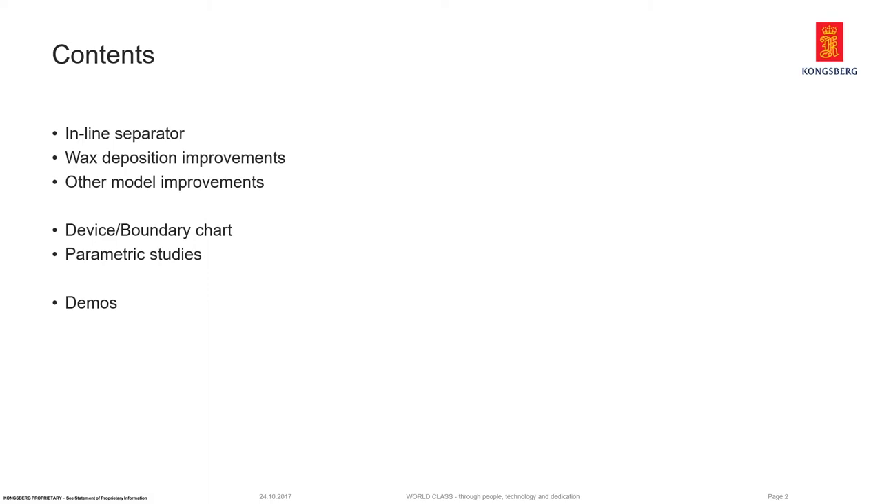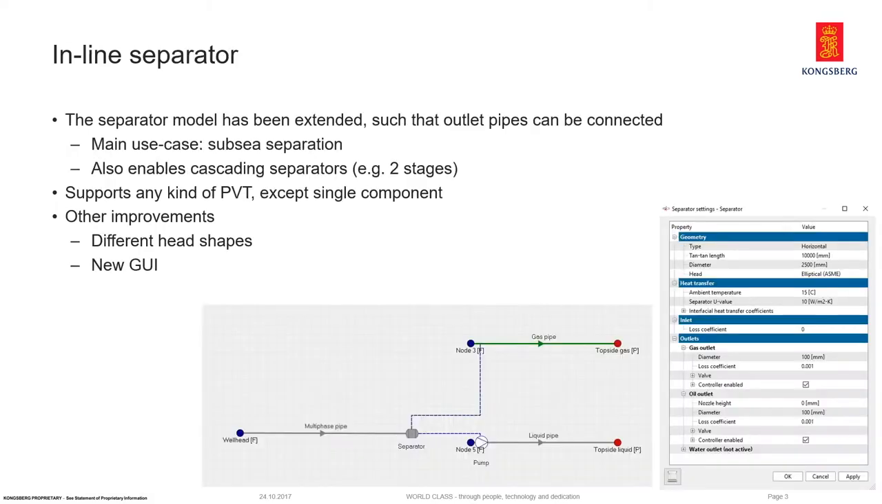Okay, so the contents of this presentation. I will say something about the inline separator, a couple of things about wax deposition improvements. There are about 5 improvements that are worth mentioning in version 2.3. Then some other model improvements, including for composition tracking and heart rate margins. And then a couple of new things in the GUI: the device boundary chart, which is a new feature, and some improvements to the parametric studies. And then finally the demonstrations.